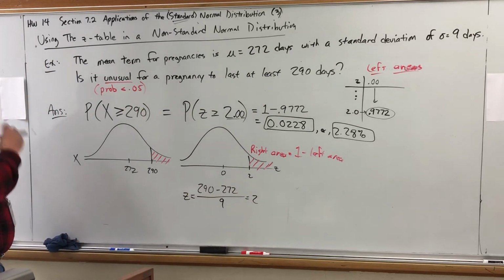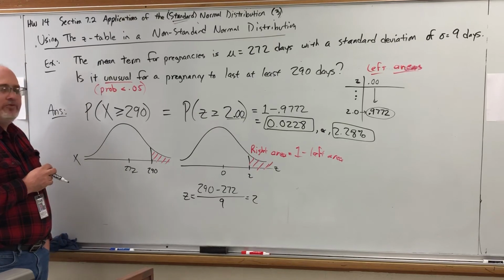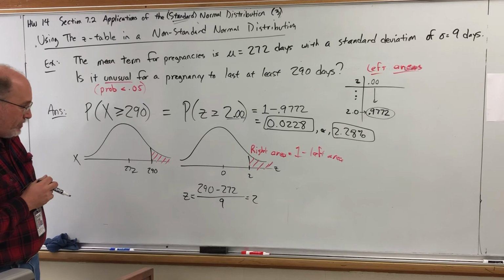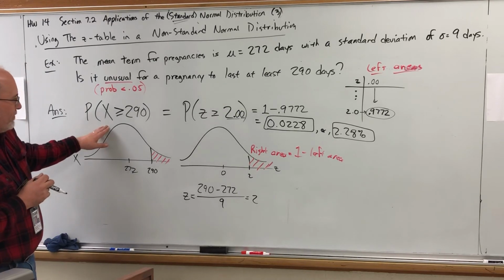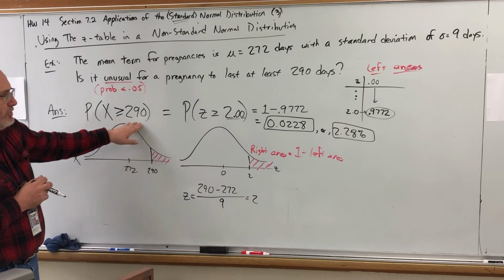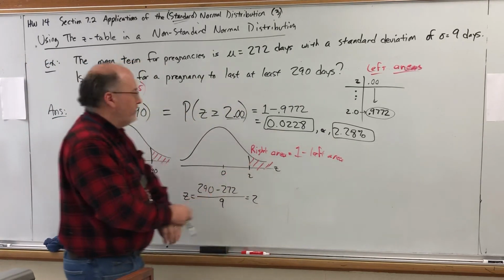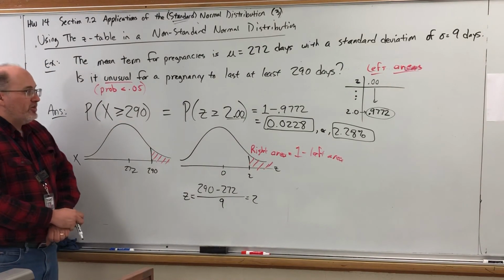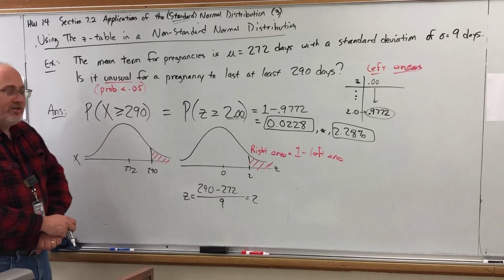But let's get back to the question. Is it unusual for a pregnancy to last at least 290 days? Well, assuming everything went according to plan, and I'm pretty sure it did, I don't see any mistakes, the probability of a pregnancy being greater than or equal to 290 days is 2.28%. That is less than 5%. So the answer to this question is yes, it is unusual for a pregnancy to last that long.